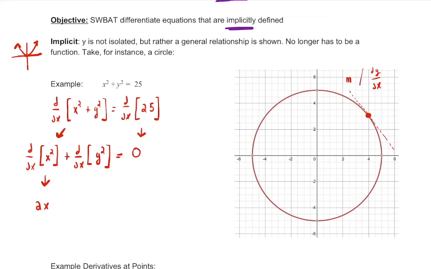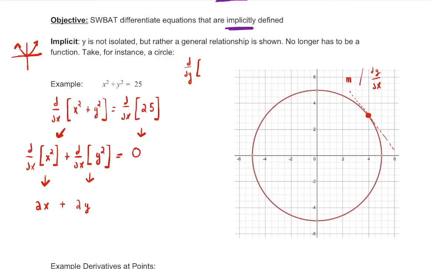But where things get tricky is when we go to this next statement. You may be thinking that we can just say, oh, this is 2y, but it's not. That would be the derivative with respect to y of y squared. You can only do that if you're actually finding the rate of change of the same variable. So we can't do that.